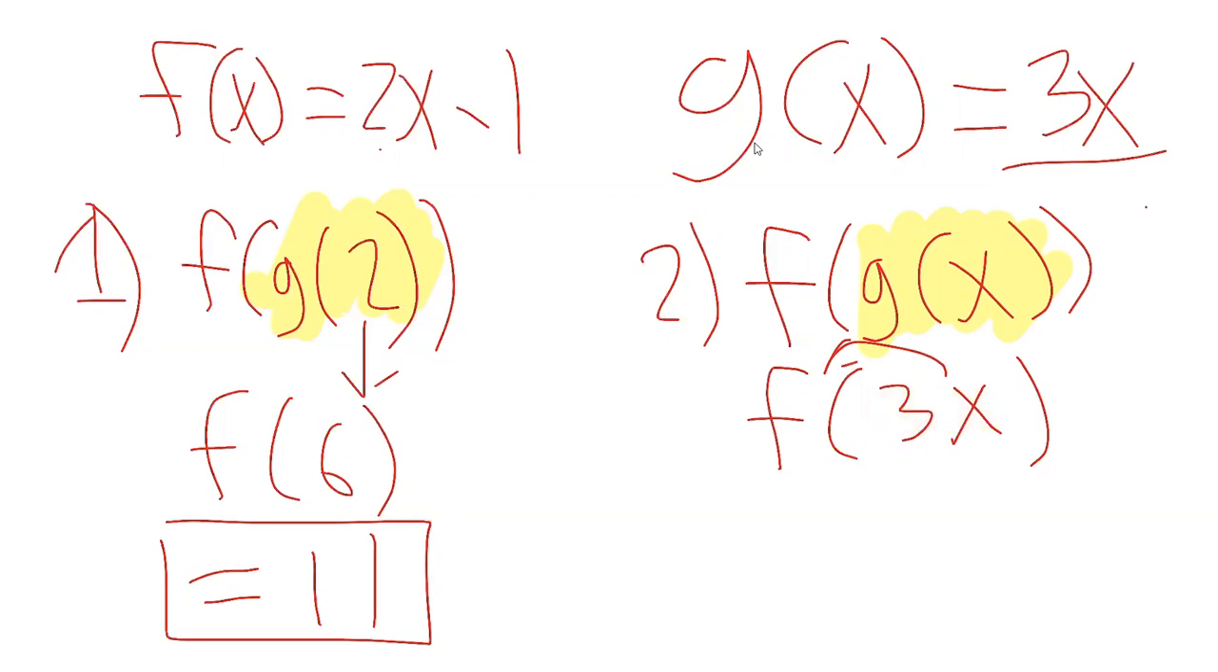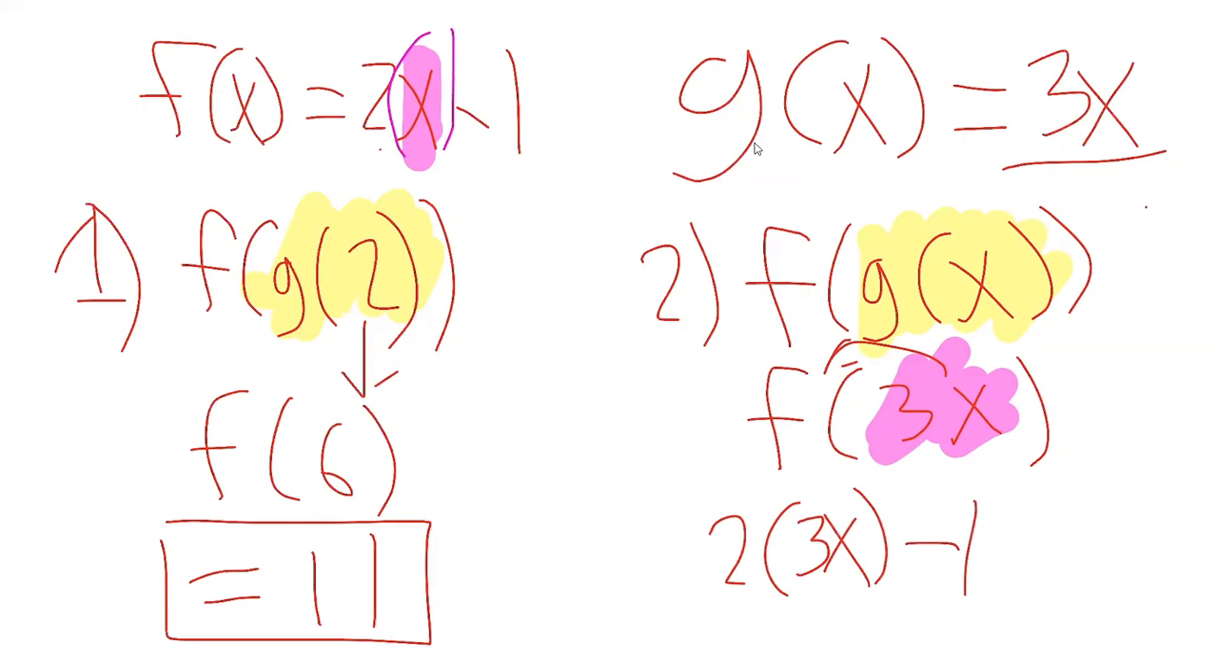Anywhere I see an x, I'm going to replace it with a 3x. So I'm going to have 2 parentheses 3x minus 1. So then this is my answer. We just want to see, can we clean it up at all, or can we simplify it? So I could multiply the 2 times the 3x, so that would just be 6x minus 1. So there's a couple more examples.